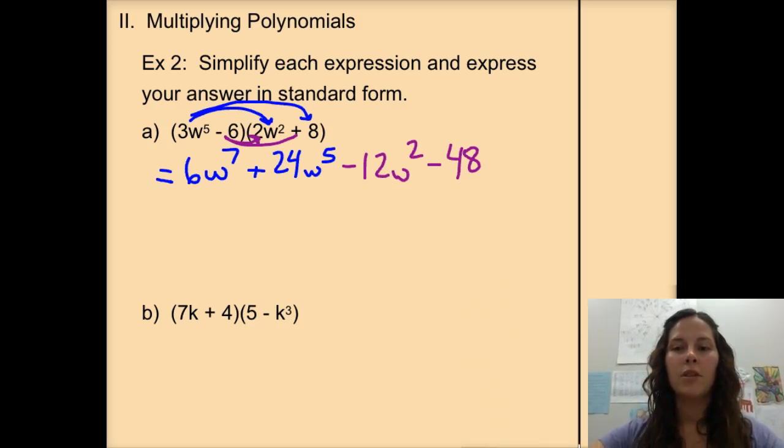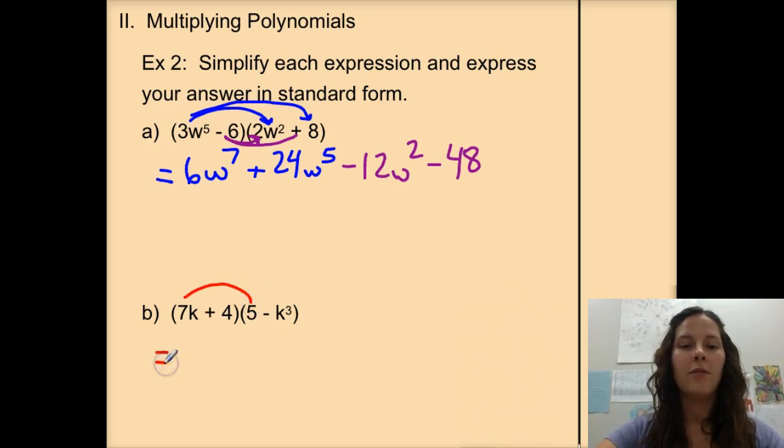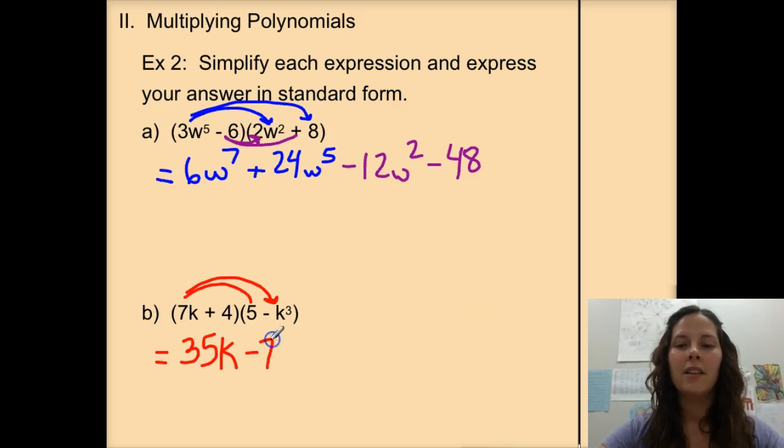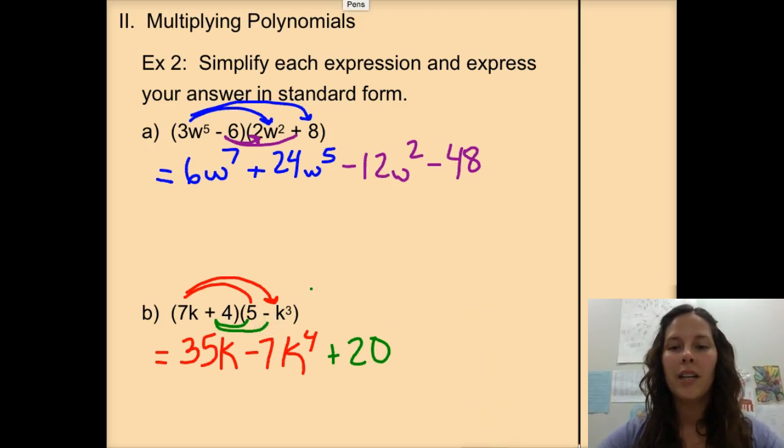So looking at this one more time, distributing our 7k to the 5. 7 times 5 gives us 35k. Multiplying the 7k by the negative k cubed, we get negative 7k to the fourth power when we add those exponents. Then distributing that 4 to both pieces, we get 4 times 5 is 20. And distributing the 4 to the negative k cubed, we get negative 4k cubed.